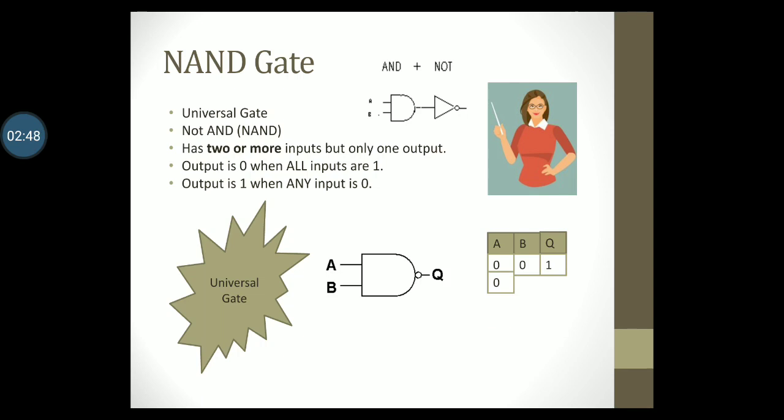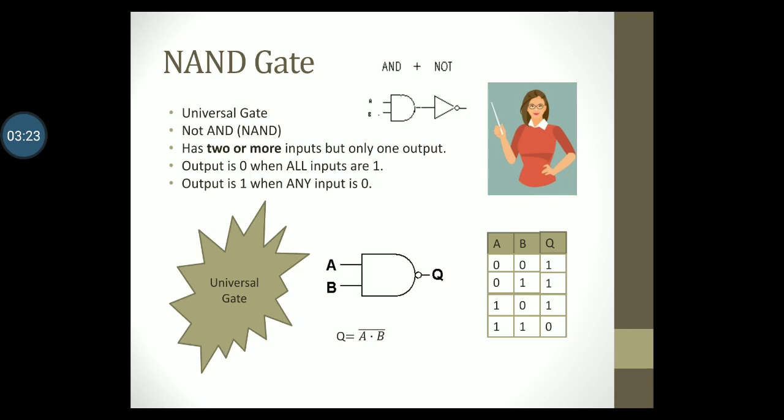If A is 0 and B is 1, then the output Q will be equal to 1, since one input is 0. If A is 1 and B is 0, output Q is 1 again, since one of the inputs is 0. Finally, if A is 1 and B is 1, then Q is 0, since all of the inputs are 1.